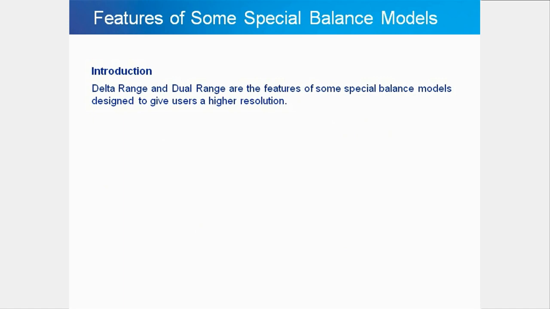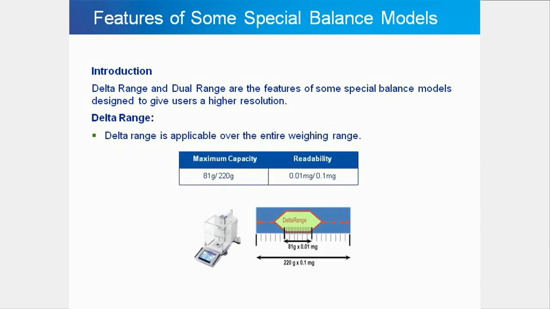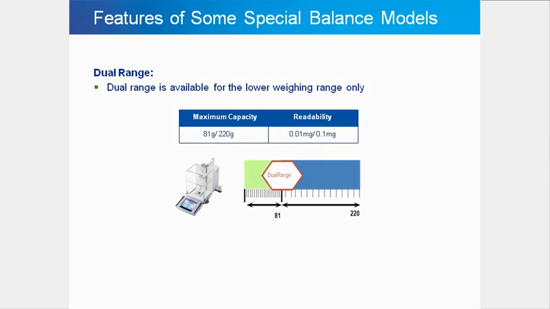Delta range and dual range are the features of some special balance models designed to give users a higher resolution. Delta range is applicable over the entire weighing range. Dual range is available for the lower weighing range only.